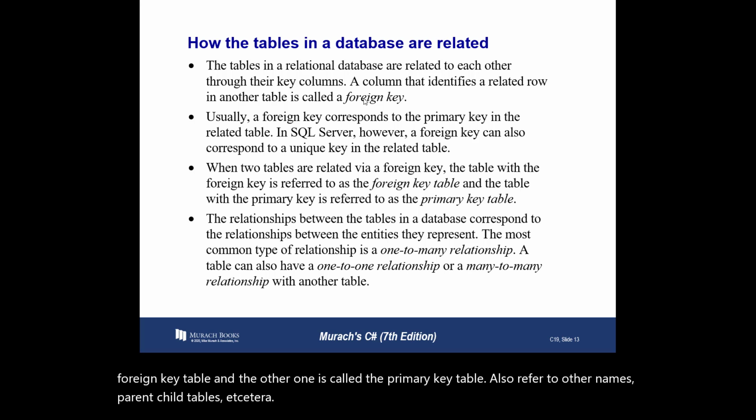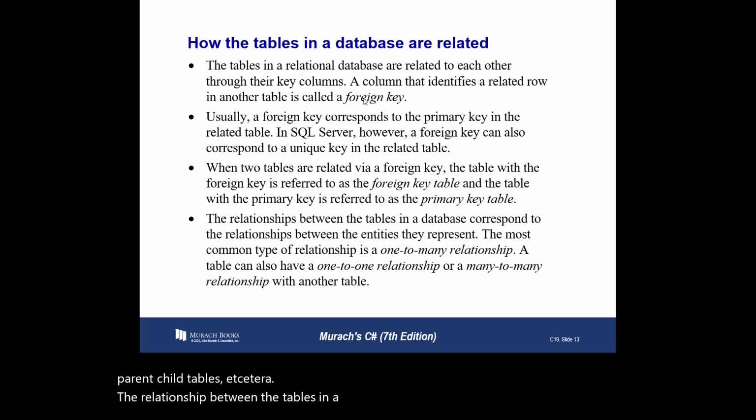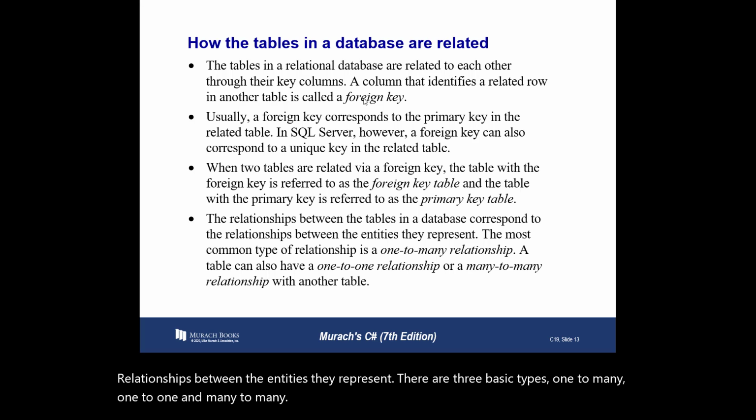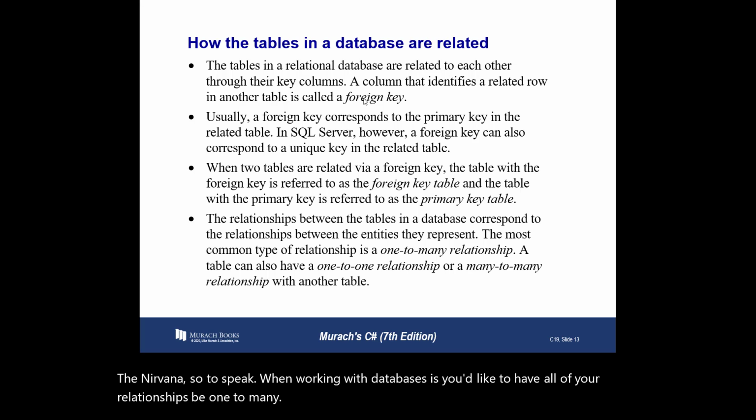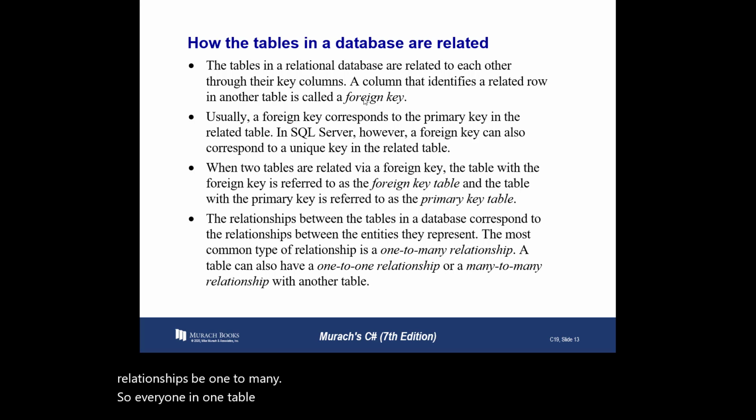The relationships between the tables in a database correspond to the relationships between the entities they represent. There are three basic types: one-to-many, one-to-one, and many-to-many. The nirvana, so to speak, when working with databases is you'd like to have all of your relationships be one-to-many. So every one in one table would be related to 0, 1, or more in another table. That's what you're shooting for.